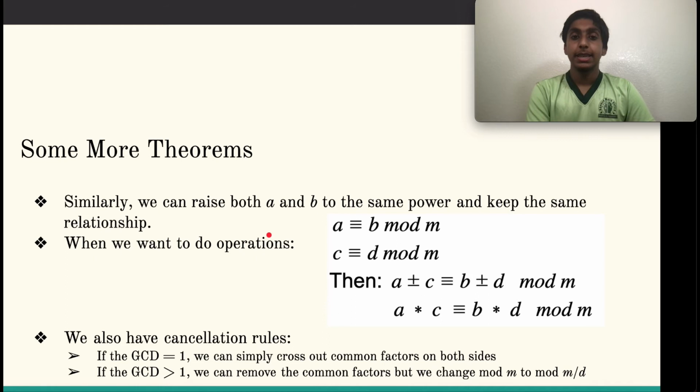So if I have AC is congruent to BC mod M, then if the GCD of the factors is 1, we can simply cross out the factors. But if the GCD is greater than 1, we can remove the common factors, but the mod M will become mod M over D. So if we have the common factors on both sides, based on what the greatest common divisor is, then we can make a decision on whether we can just cross them out, or whether we have to divide our mod M by D. Sorry, I meant, we have to change it to mod M over D, or M divided by D.